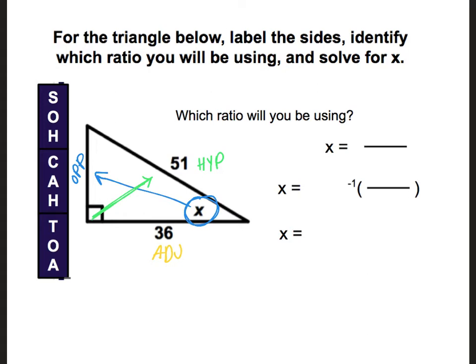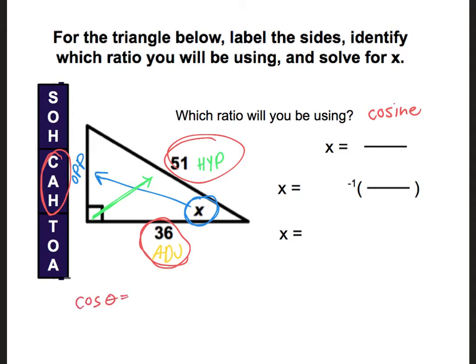From here, we have to figure out which trig ratio we're going to use. Notice we have our adjacent side A and our hypotenuse H. So I know that C goes with AH, so we're going to use cosine. Again, remember we're doing cosine of theta equals adjacent over hypotenuse. I know it's adjacent over hypotenuse because A came first and then H. And theta, remember, is your angle. In our case, it's going to be x. So we have cosine of x equals my adjacent over my hypotenuse. So my adjacent side is 36 and my hypotenuse is 51.